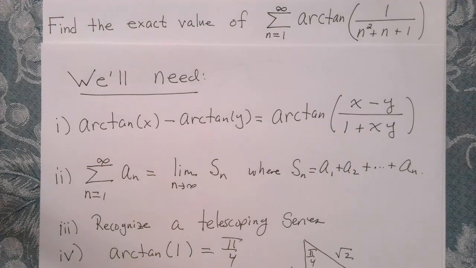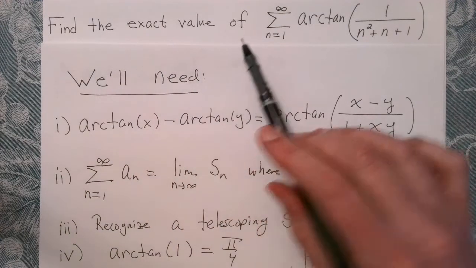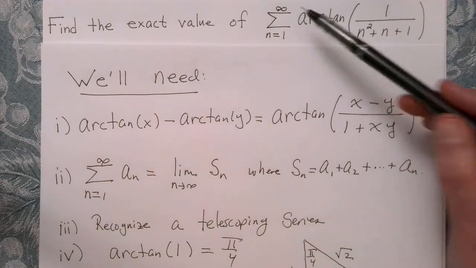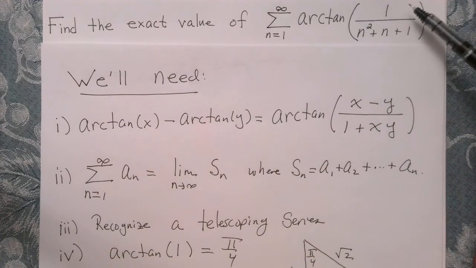So it's been a while since we've done a problem involving infinite series, and today I've got a gem for you. So we want to find the exact value of the series from n equals 1 to infinity of the arctan of 1 over n squared plus n plus 1. In order to get there, we're going to need some tools.